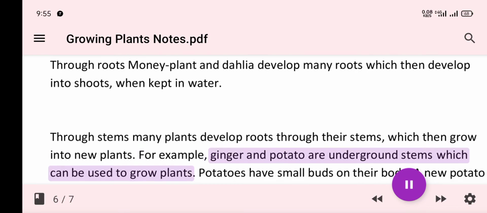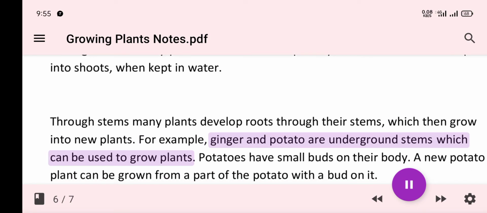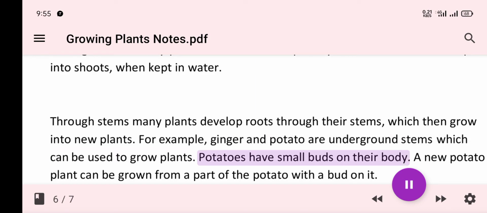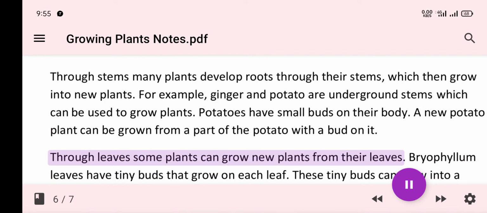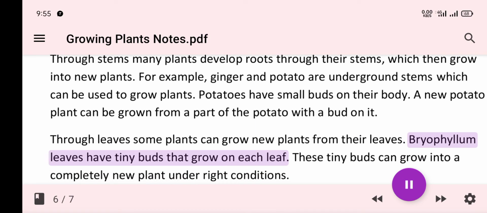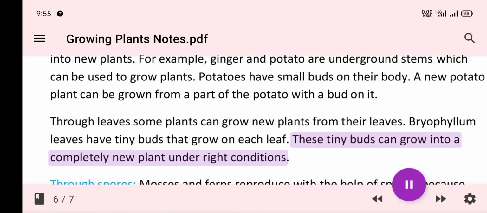For example, ginger and potato are underground stems which can be used to grow plants. Potatoes have small buds on their body. A new potato plant can be grown from a part of the potato with a bud on it. Through leaves, some plants can grow new plants from their leaves. Bryophyllum leaves have tiny buds that grow on each leaf. These tiny buds can grow into a completely new plant under right conditions.